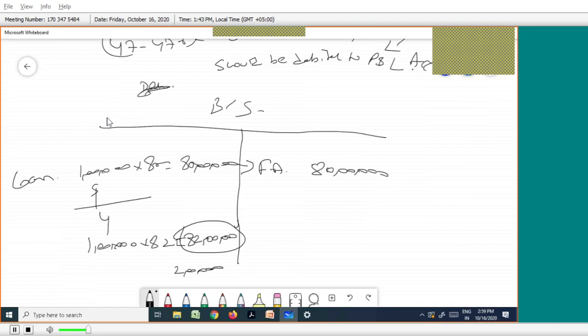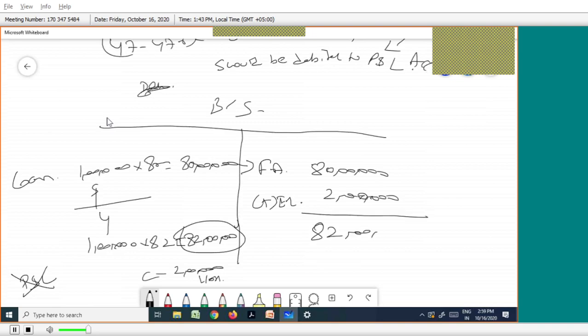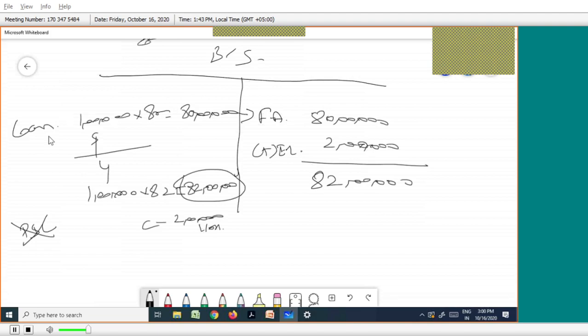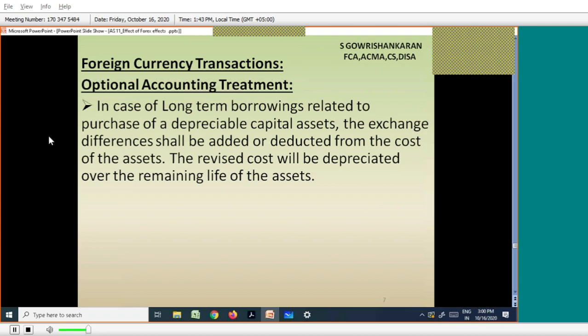But in case of optional accounting treatment, instead of debiting to P&L account, I will not debit to P&L account. Rather, this is a loss actually, and I will add it to the cost of the asset. Exchange loss, 2 lakh rupees. So my asset value will increase: 80 lakhs plus 2 lakhs, 82 lakhs. My revised cost of the asset is 82 lakhs. Okay? Understood or not understood? This is what is given here.